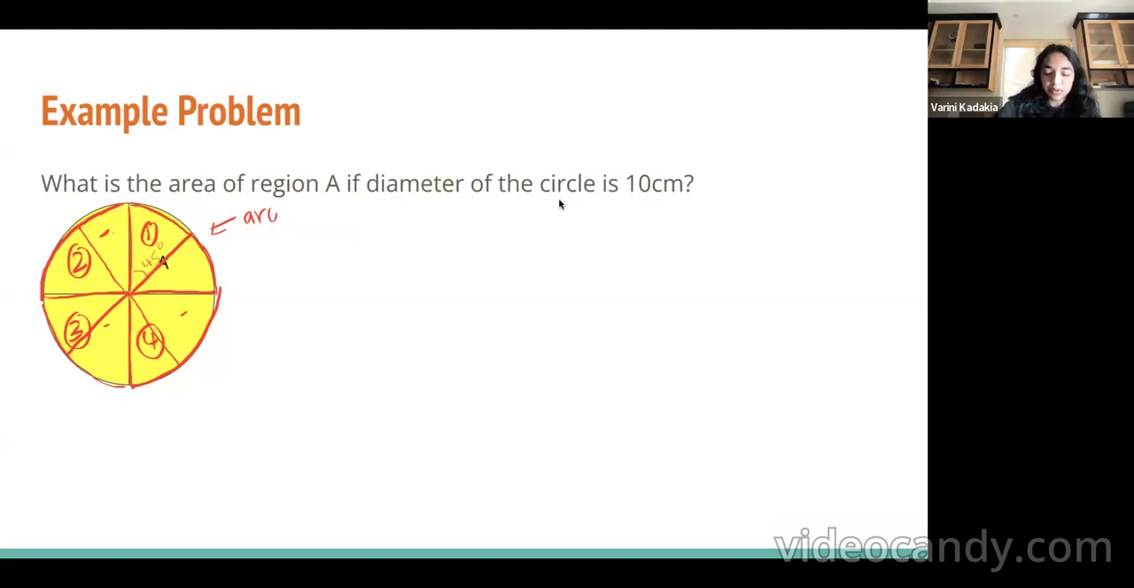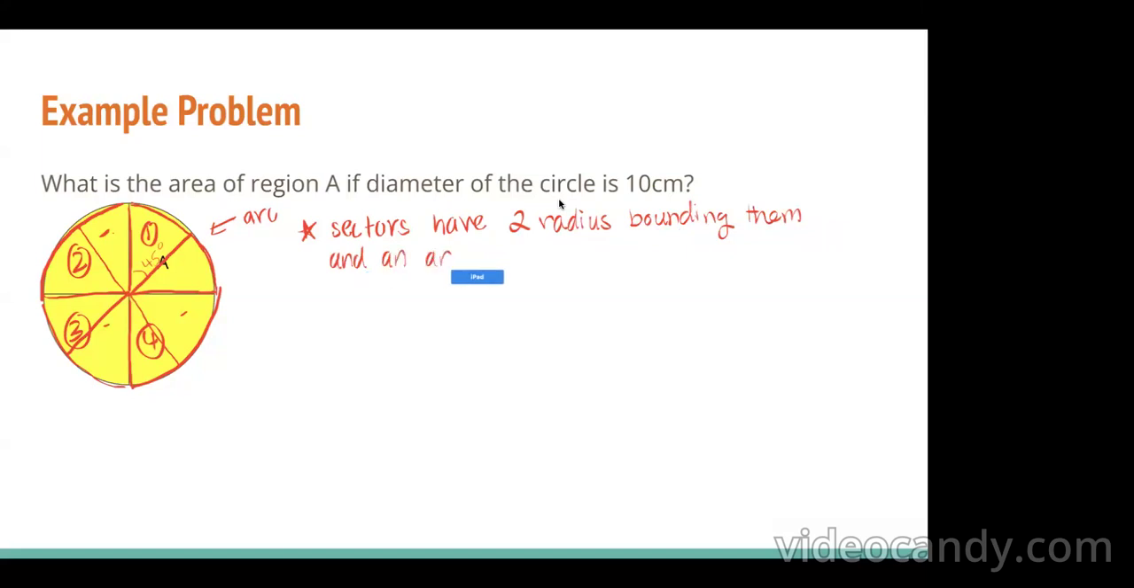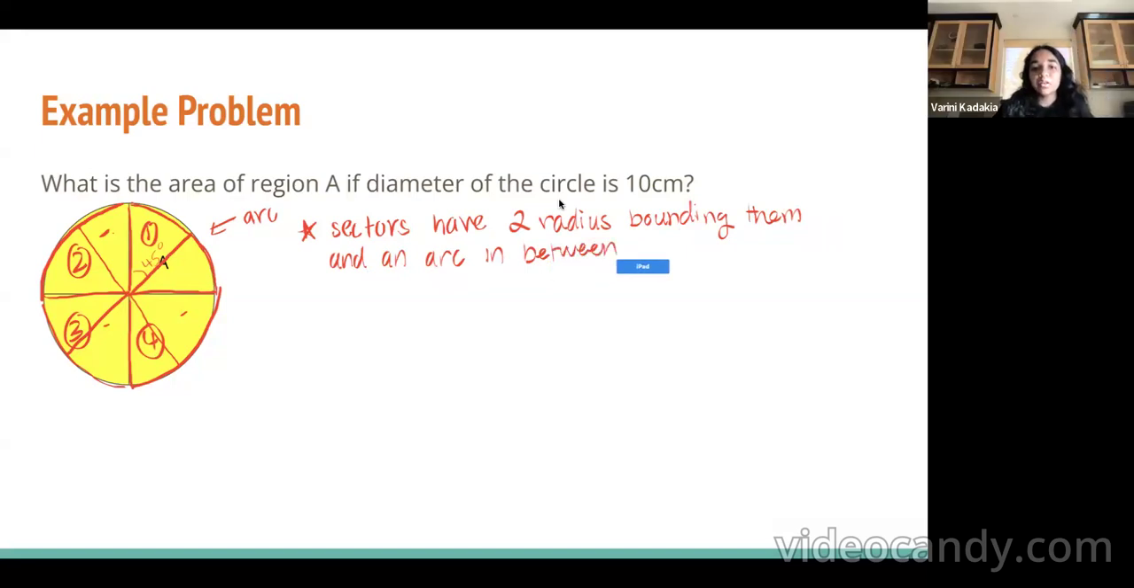Okay. So let me just write this down then. Sectors have 2 radii bounding them, and an arc. Yeah, so I'm just writing the definition of what a sector is, because that's what we're talking about. So sectors have 2 radii bounding it and an arc in between. So a sector would look something like this. 2 radii, and an arc.